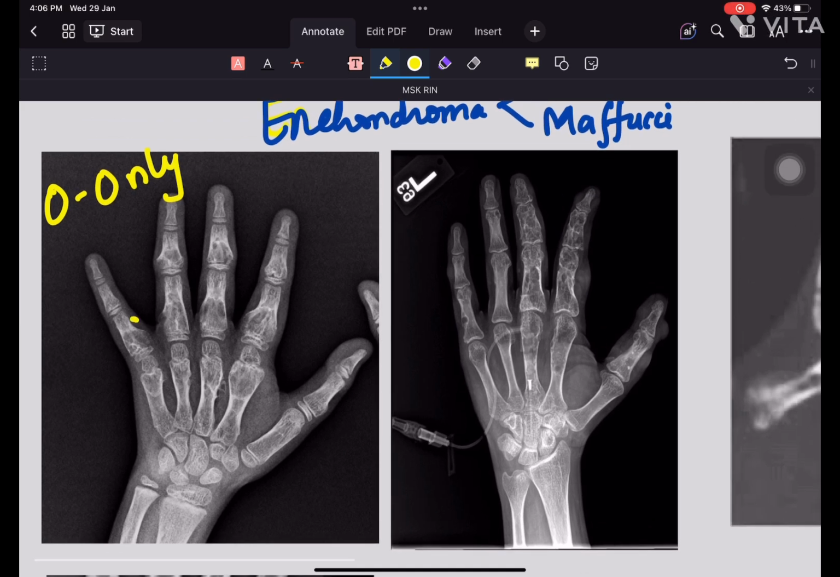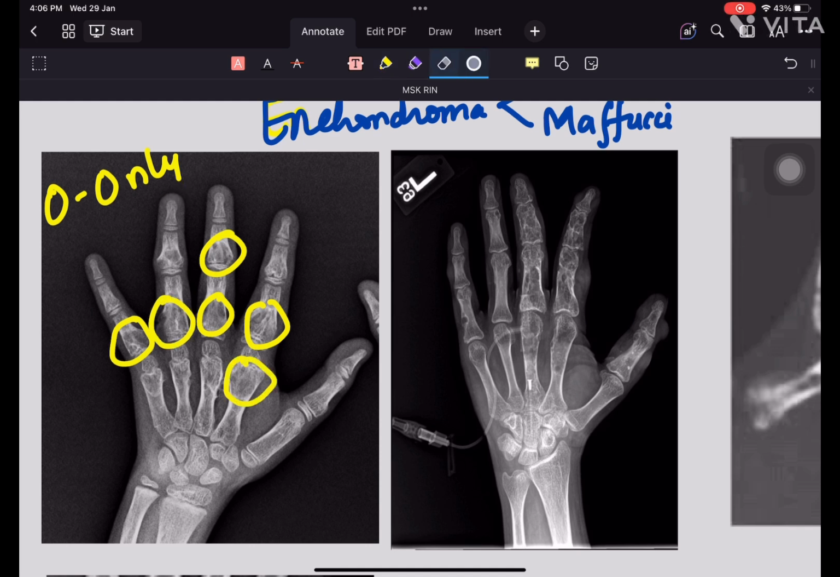So when you have only enchondromas, you can see there multiple lytic lesions in the hand, in the short bones, resembling Ollier's disease or enchondromatosis.